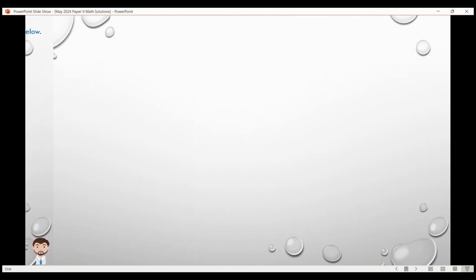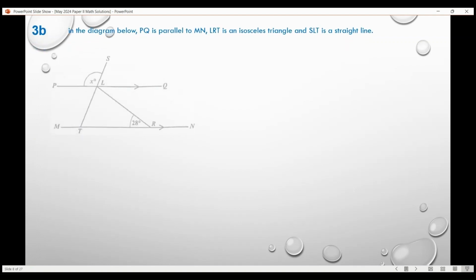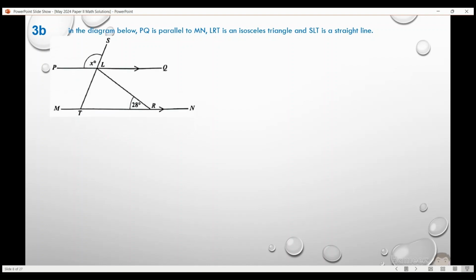And of course, it had to be less than the hypotenuse, which was 18. Let's go on to 3b. In the diagram below, PQ is parallel to MN. LRT is an isosceles triangle, and LT is a straight line. Find the value of x.